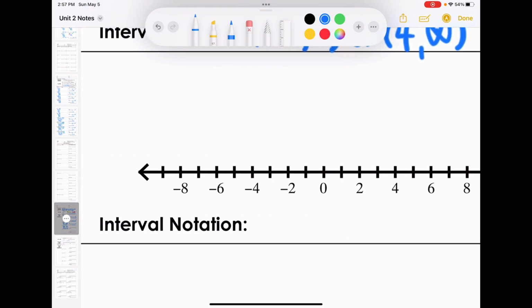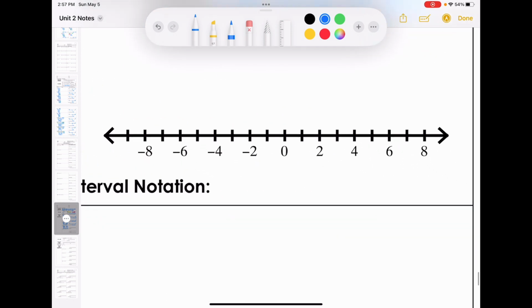All right, so now we're going to graph these. So the first one, x is greater than or equal to 2. So that's a closed circle on 2. And since it's greater than, I'm going to shade to the right. And then x is less than or equal to negative 2. So that's a closed circle on negative 2, shaded to the left.